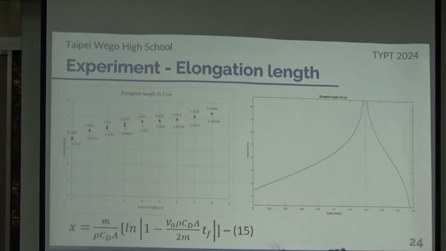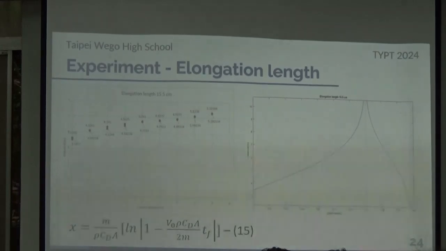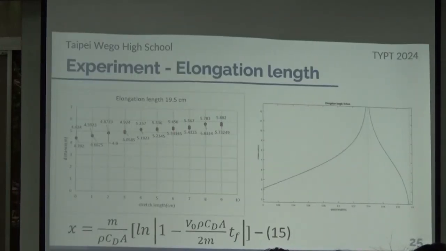And the experiment about the elongation length is that this is our previously derived formula, and we use different elongation lengths against our theory. And these are the different elongation lengths as previously shown.